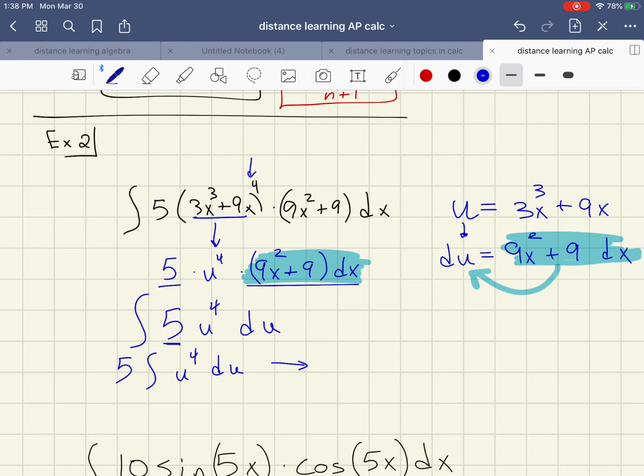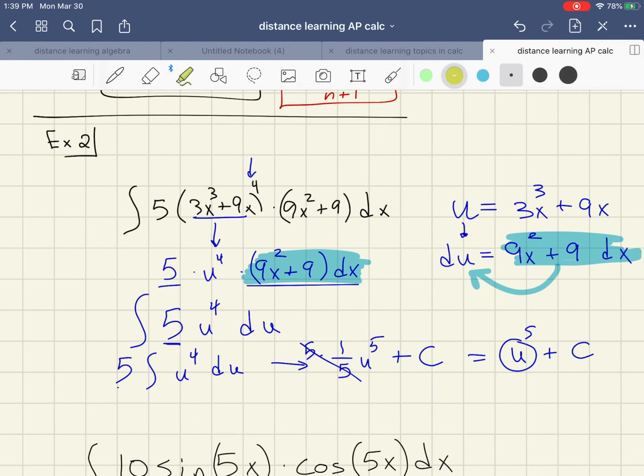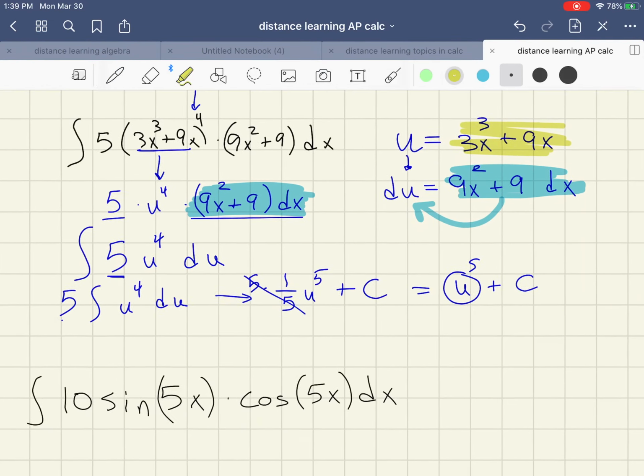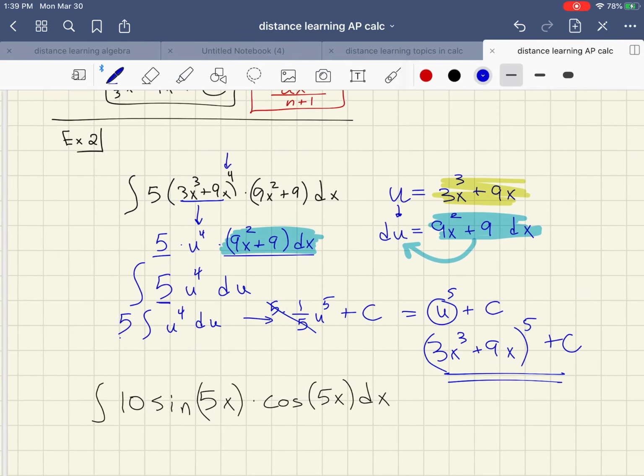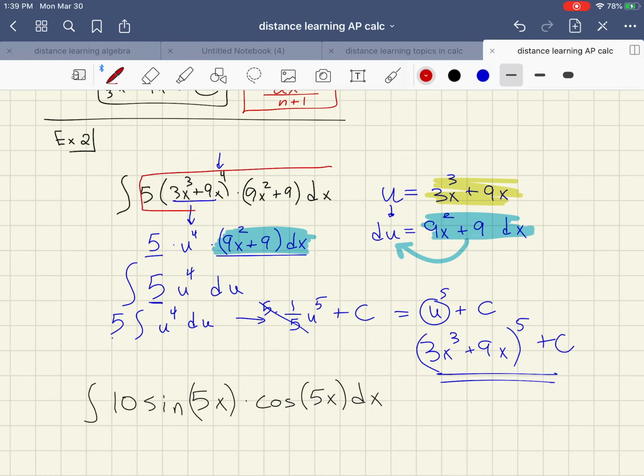I can take the antiderivative of u to the fourth and get 1/5 u to the fifth. And when I multiply by 5, I just get u to the fifth plus c. And again, I can go back and plug my u back in. So I'm going to get 3x to the third plus 9x to the fifth plus c. If I take the derivative of that, I will get all of this. Let's try it for the next example.